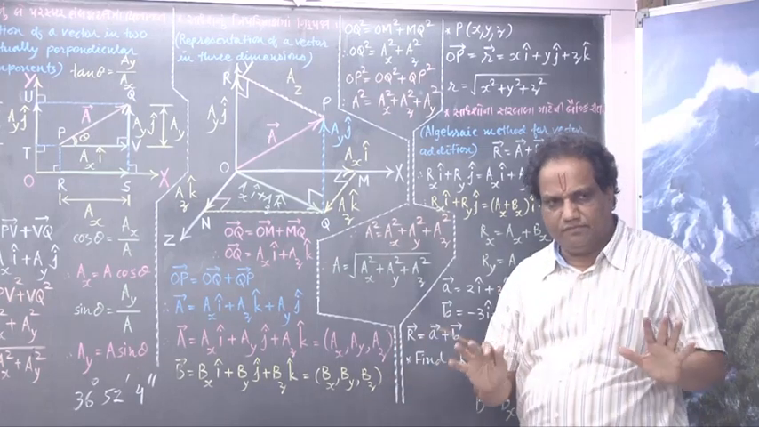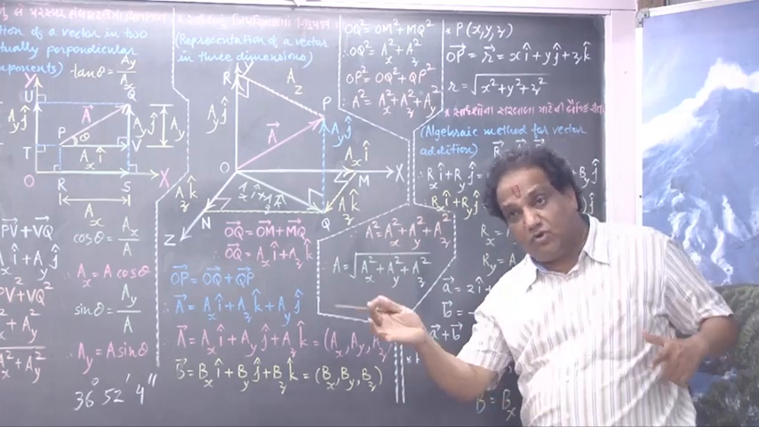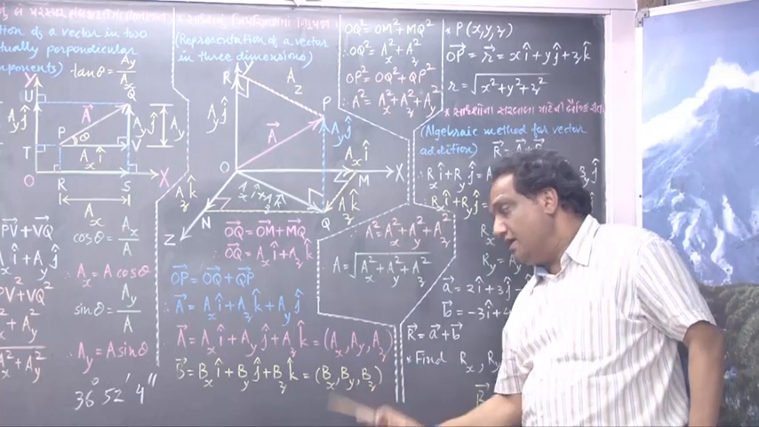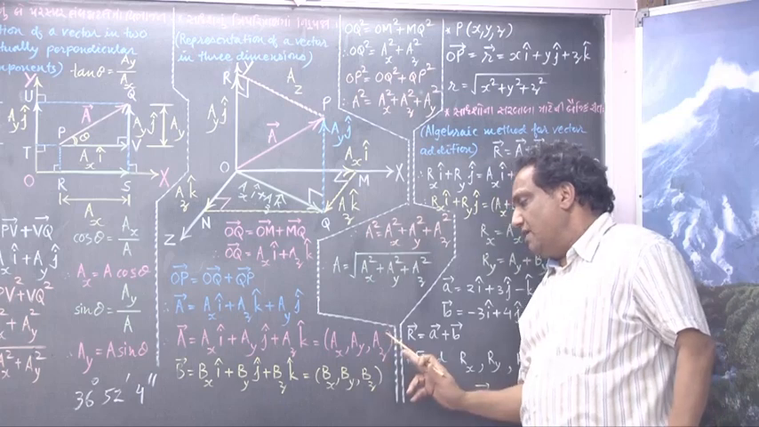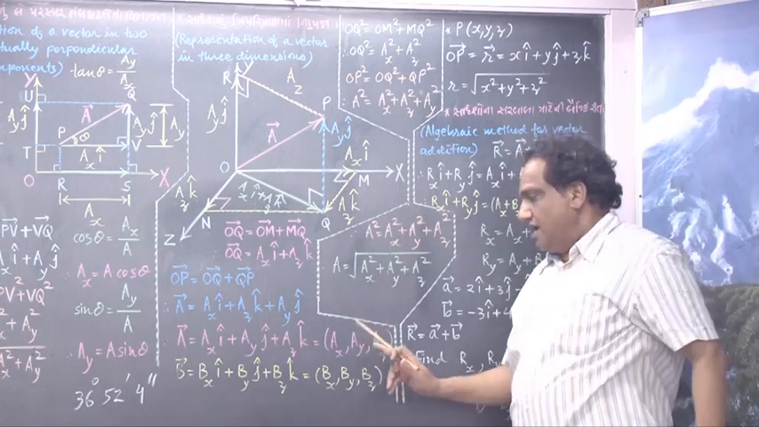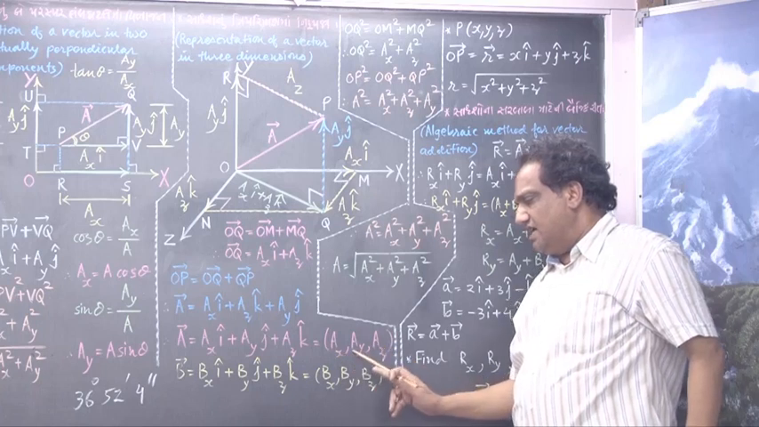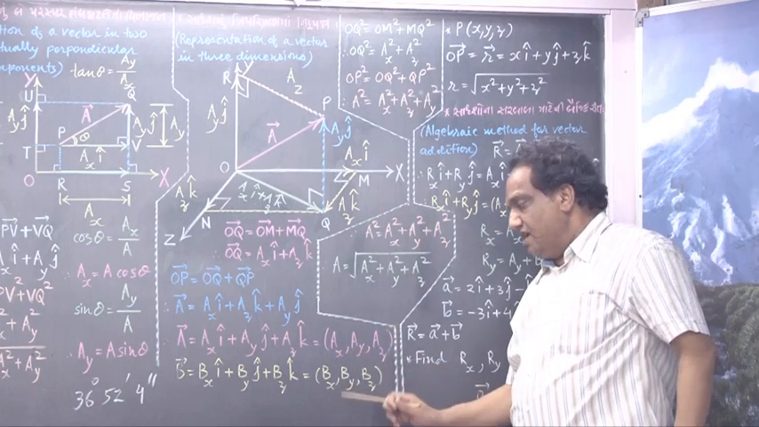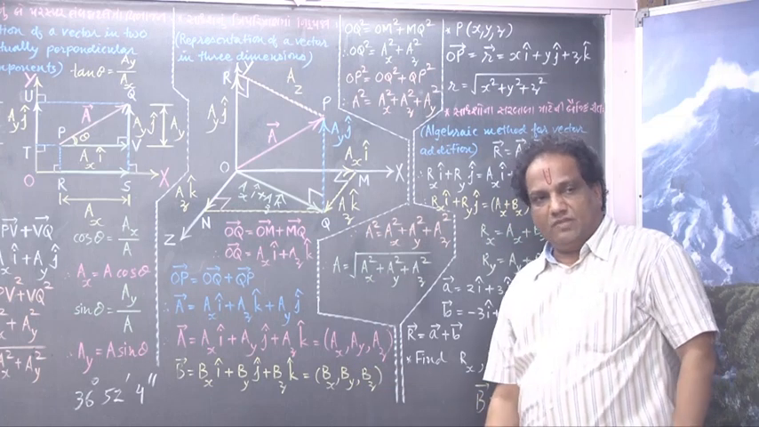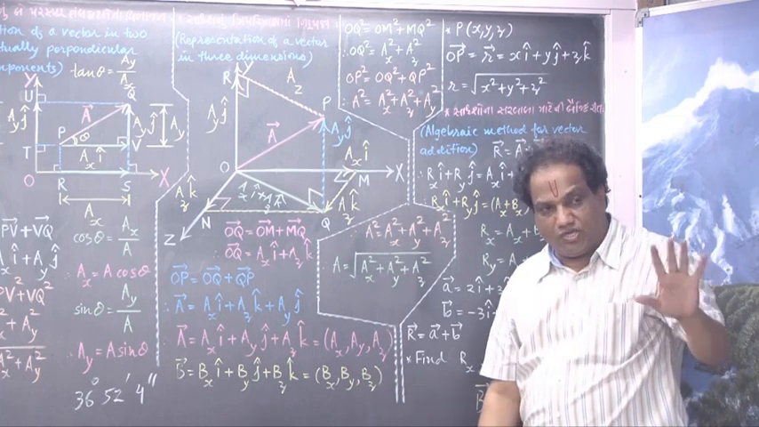But when you write in vector notation, you should multiply the x component by i hat, the y component by j hat, the z component by k hat, and then add them. Then you get AX i hat plus AY j hat plus AZ k hat, and here BX i hat plus BY j hat plus BZ k hat. What about magnitude?